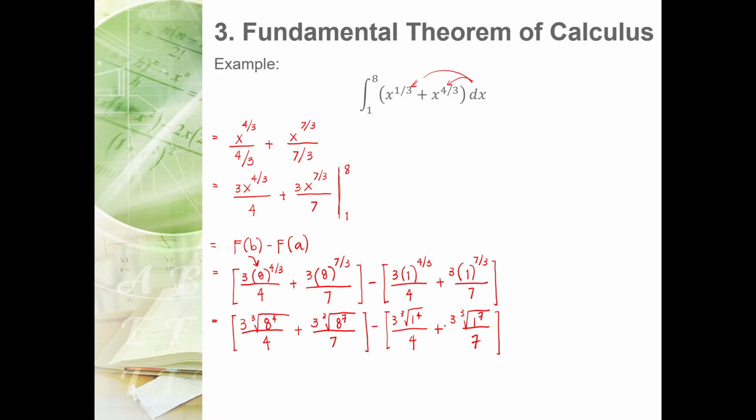So notice on the f of a term, the cube root of 1, no matter how many 1s you have inside your cube root function, the value is still 1. So this one is equal to 1, and then 1 to the power of 7, the cube root of 1, that's still 1. Okay, so what's left here is just 3/4 plus 3 over 7. So let's try to evaluate the f of b term.